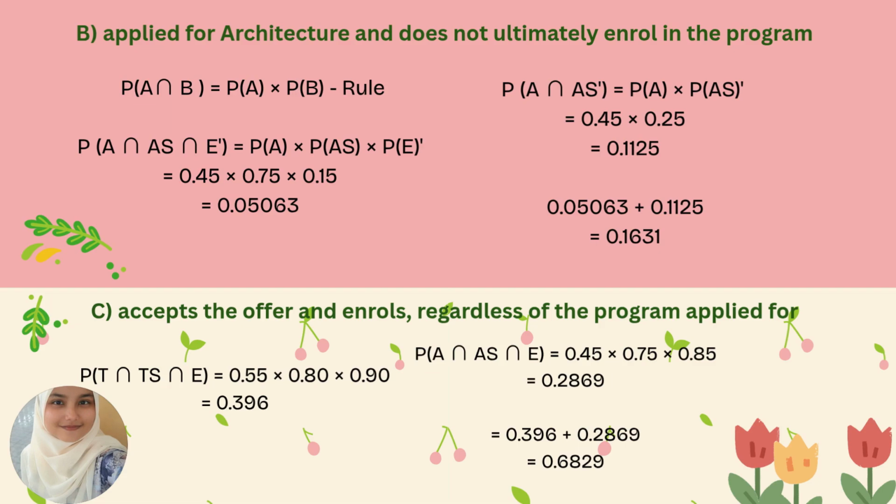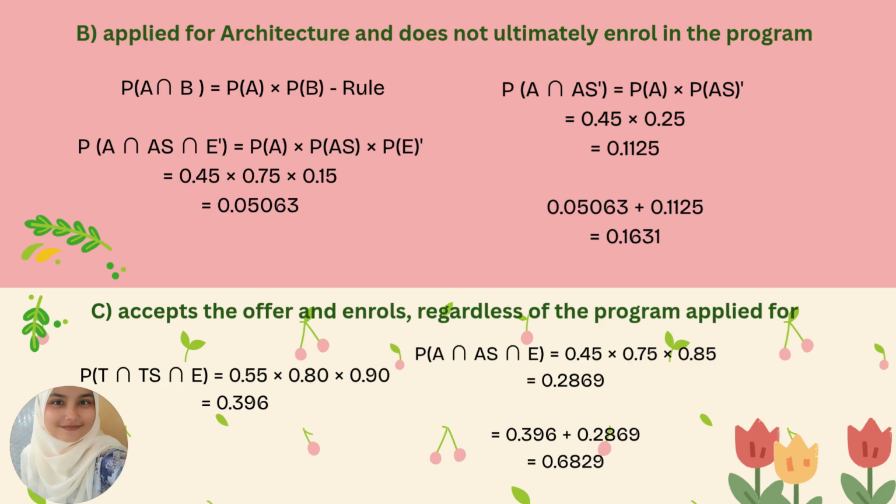Adding both probabilities together gives 0.1631 or 16.31%. For part C, we need to find the probability that a student accepts the offer and enrolls, regardless of whether they apply for TESOL or architecture.